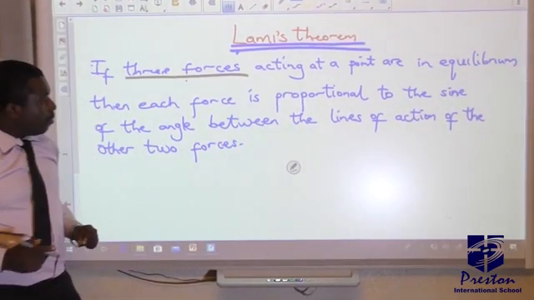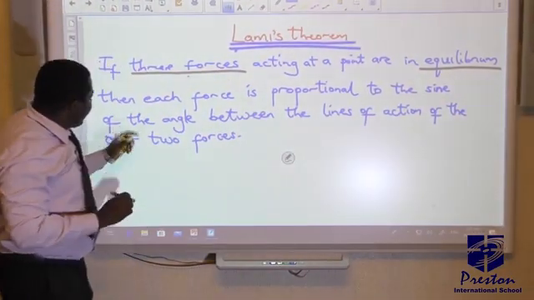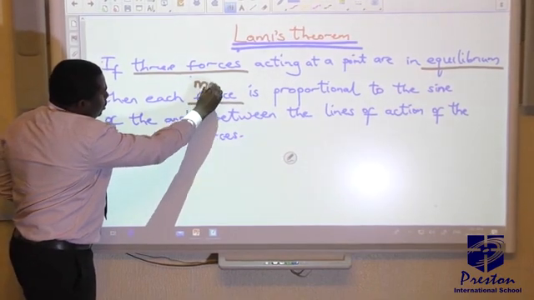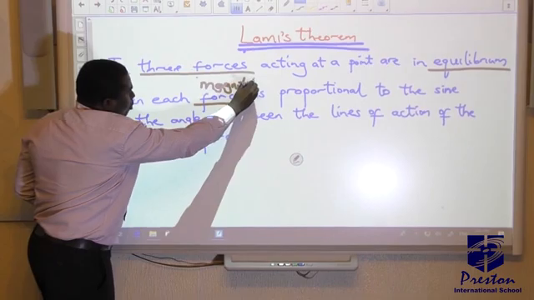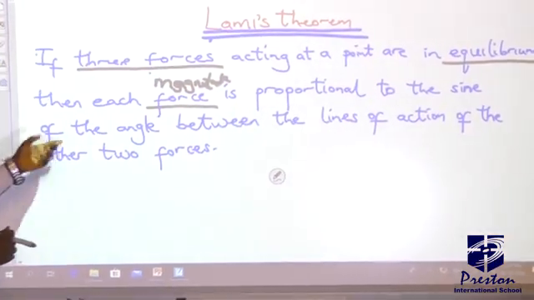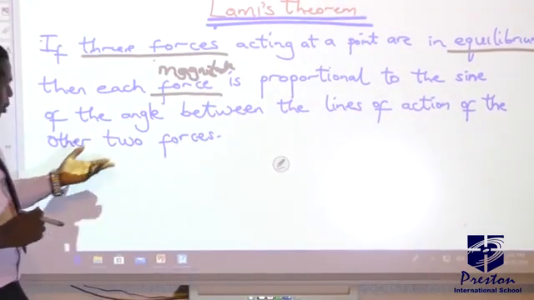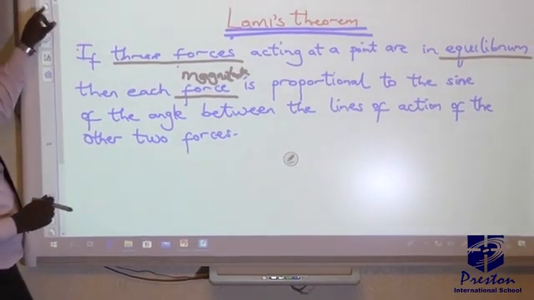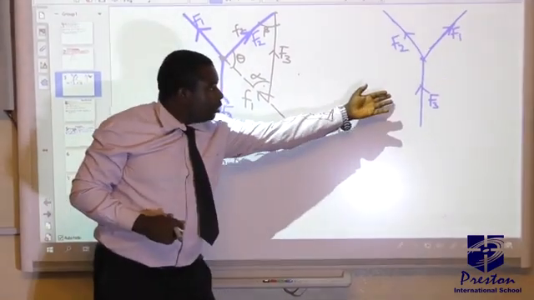Acting at a particular point, if they are in equilibrium, then each force, what I'm talking about is the magnitude of each force, must be proportional to the sine of the angle between the lines of action of the other two forces. Let's interpret this theorem in a diagram so that we can see it properly.